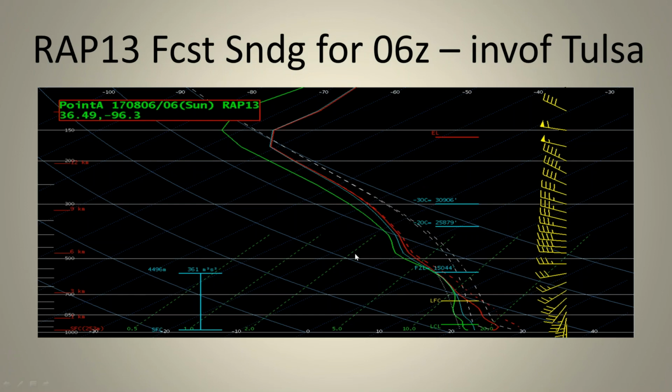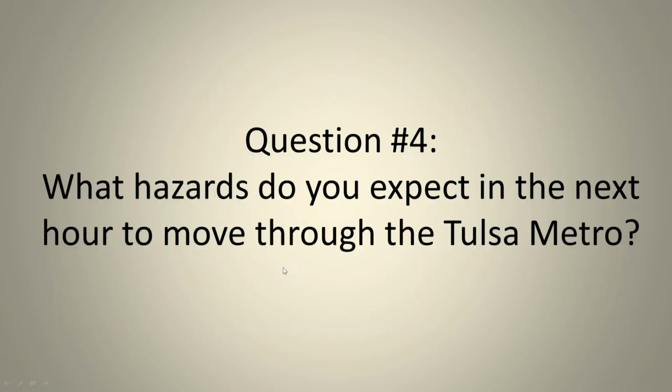So we've got some buoyancy to deal with. The low-level shear is a thing that we're really monitoring on the mesoscale. This is August, so again, you're not thinking so much about a severe weather outbreak. So the first question: what hazards do you expect in the next hour to move through the Tulsa metro?